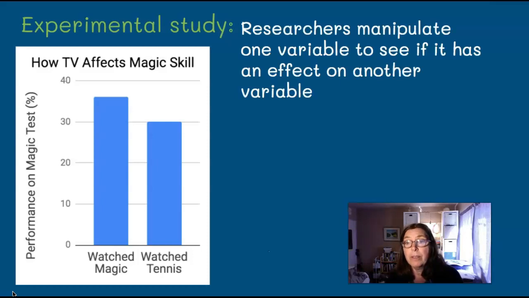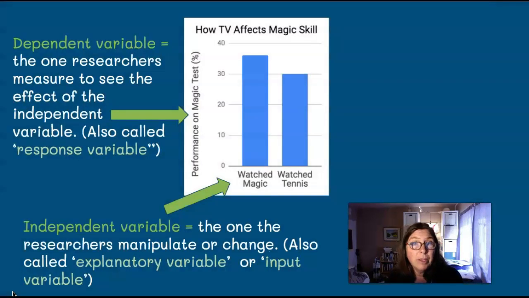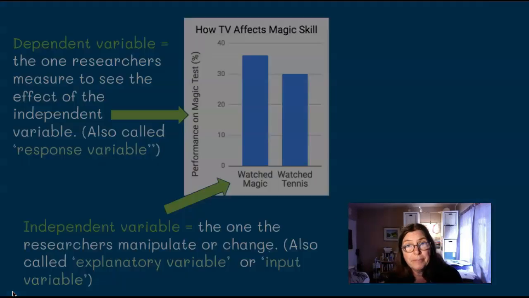Of course, an experimental study, by definition, is when researchers manipulate one variable to see if it has an effect on another variable. And as you probably know, the independent variable is the one that the researcher manipulates or changes. It's also called the explanatory variable or the input variable. And it's on the x-axis. And the dependent variable is the one researchers measure to see the effect of the independent variable. It's also called the response variable, and that is put on the y-axis.